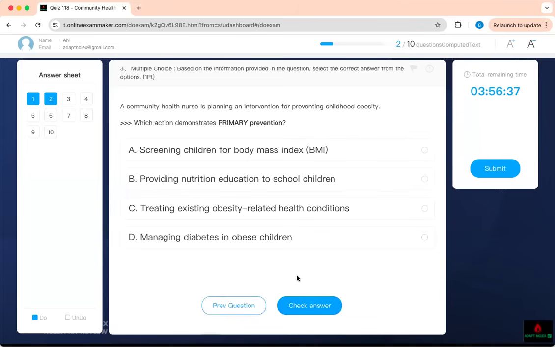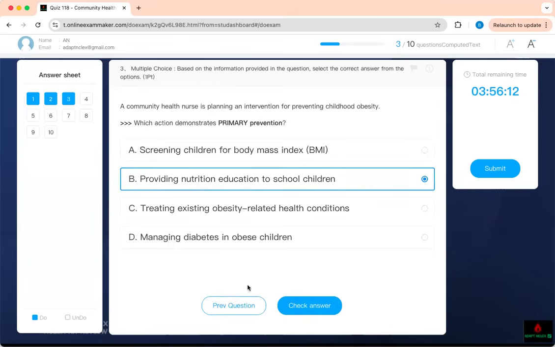Which action demonstrates primary prevention? We're preventing the disease from happening. A community health nurse is planning an intervention for preventing childhood obesity. So educate them about things that will make them gain weight. Screening for childhood obesity is secondary, right? Providing nutrition education to children that will decrease how many calories they consume is education, which is primary prevention. Treating existing obesity, that means you already have the disease, is tertiary. Managing diabetes in obese patients is also treating them, so it is tertiary.